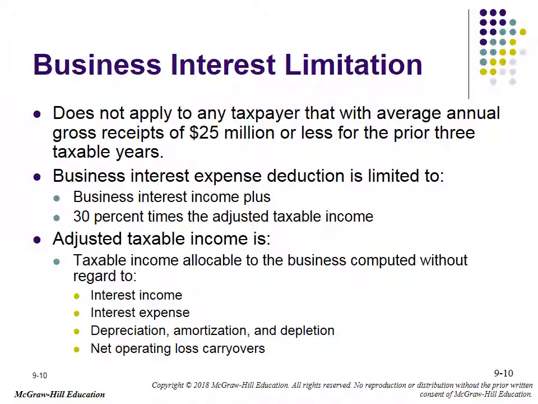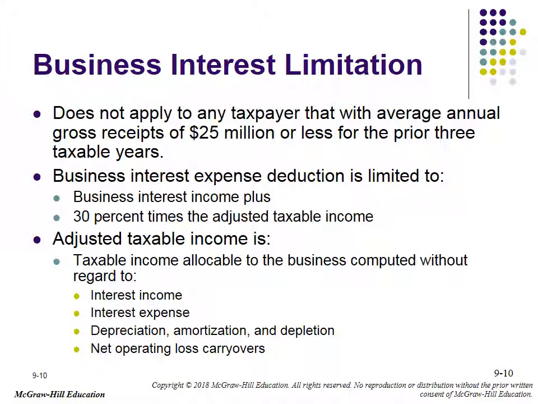Well, the amount of business interest expense you paid that can be deducted is limited to your business interest income plus 30% of the adjusted taxable income. Now, what is adjusted taxable income? It is income computed without adding interest income, subtracting interest expense, or subtracting depreciation, amortization or depletion, or net operating loss carryovers.